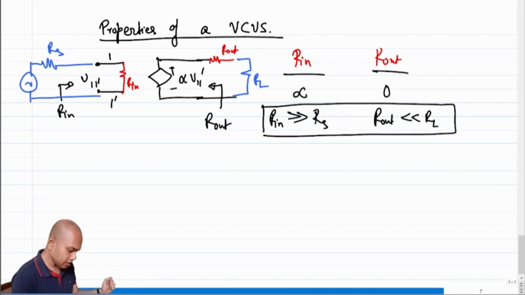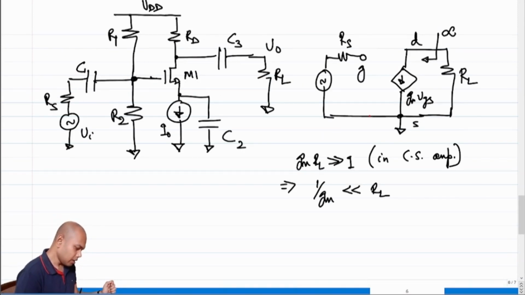So why am I saying this? The reason is that the resistance looking into the source of M1 is 1 over Gm, which is much less than RL. So does that mean that if I connect RL to the source, this will behave like a voltage controlled voltage source?